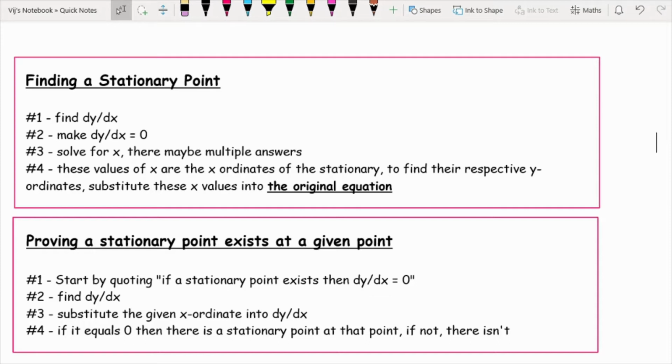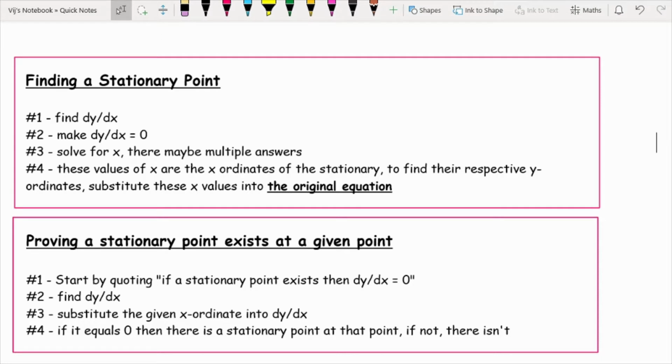Then once we've found the x ordinates of those stationary points, we then need to find the respective y ordinates if the question asks us to find the coordinates of a stationary point. If the question was to find the tangent at a stationary point, then you would need to know the y ordinate, recognizing that it's going to be a horizontal line, so it will just be y equals whatever the y ordinate is.